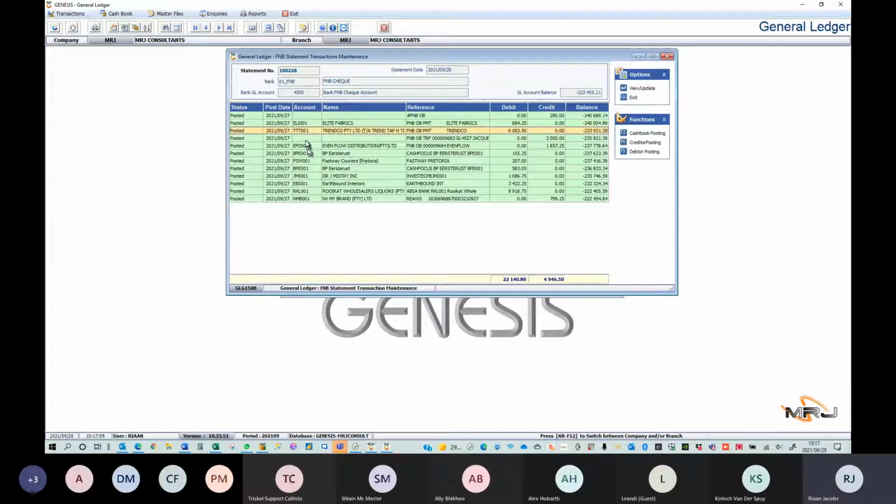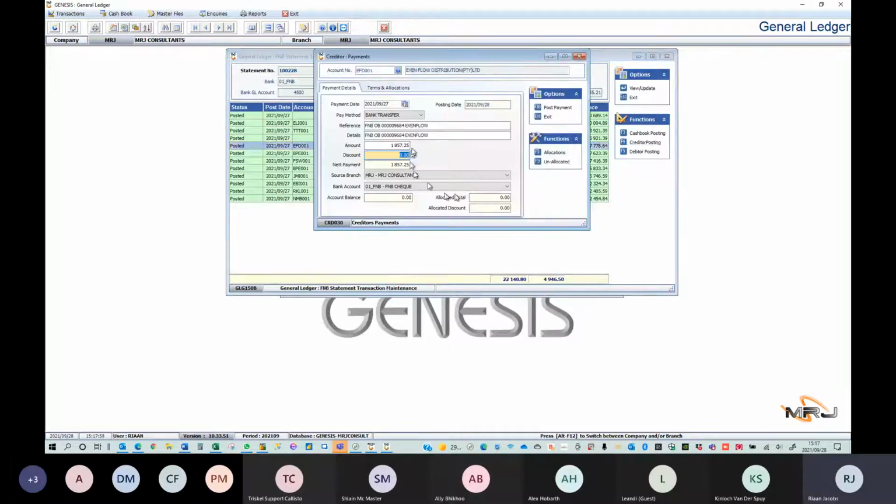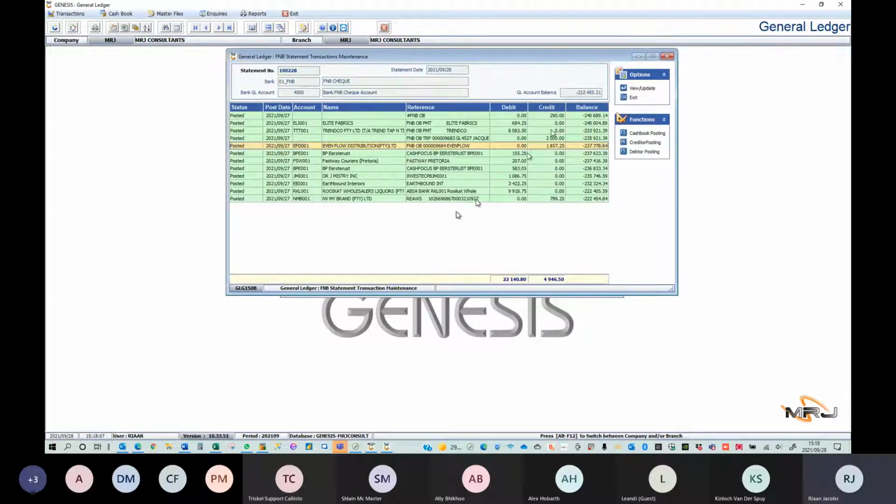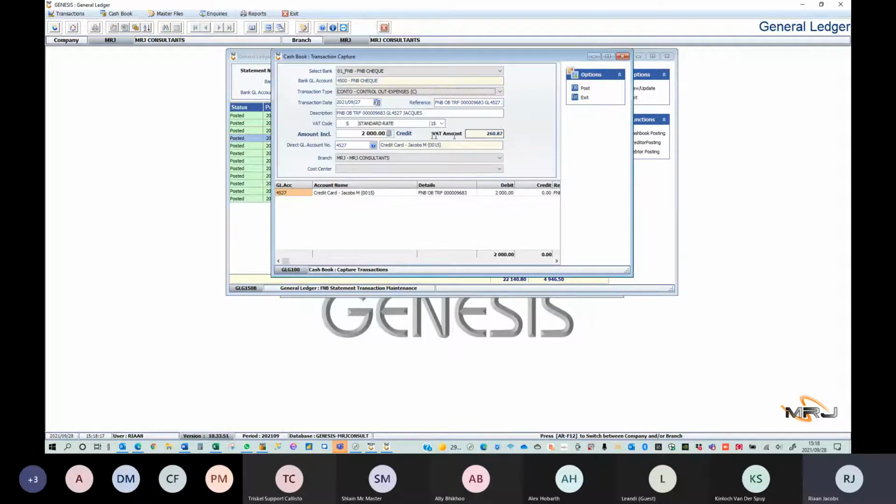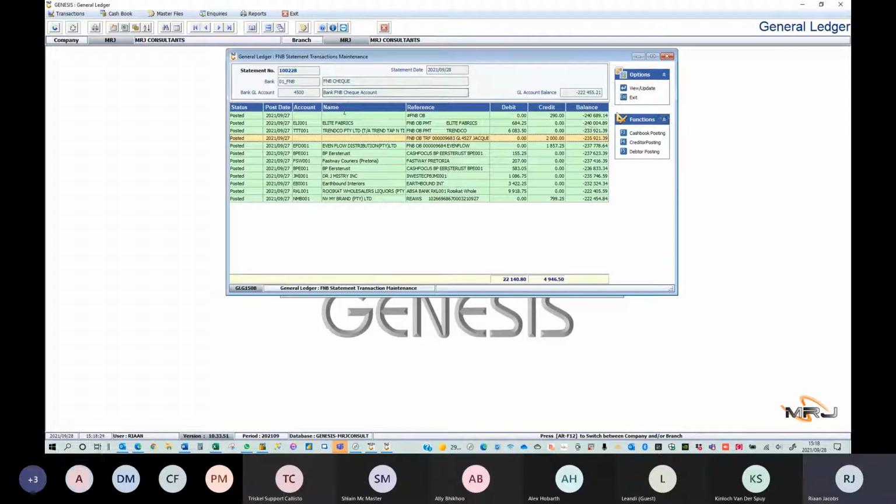The same goes with the supplier. If I see any suppliers there, here's the supplier. I go to supplier posting, it will show you, and then I can allocate it. This is an open item. This is a balance forward, so it doesn't allow me to do an open item on this account. Any expenses, you can capture here. This is a GL account, so that was a cashbook posting. Same screen, it will populate all the fields for you. And that's how we capture your cashbook posting.